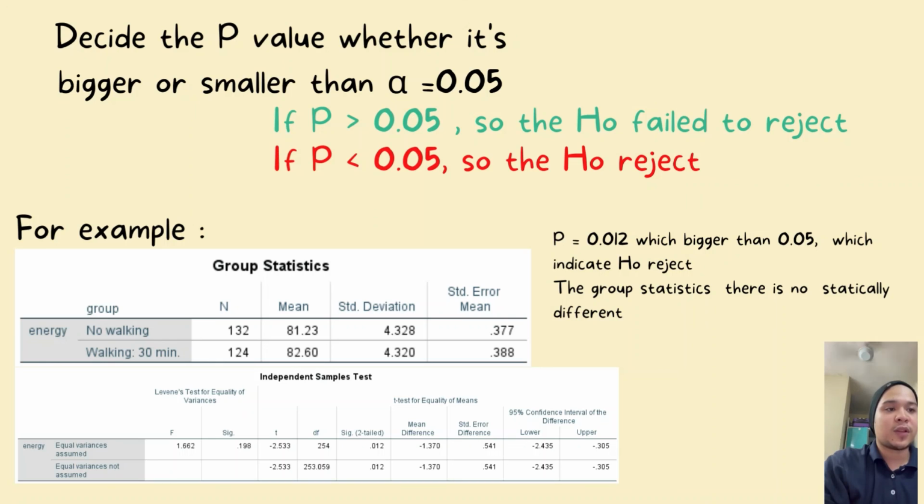which bigger than 0.05, so it's mean the null hypothesis fail to reject, and indicate our two group is same, because we can see from the group statistic the non-working group with means 81.23 and standard deviation 4.328, there is no statistically different from the other group, which working group, with the mean 82.60 and standard deviation 4.320. Okay.